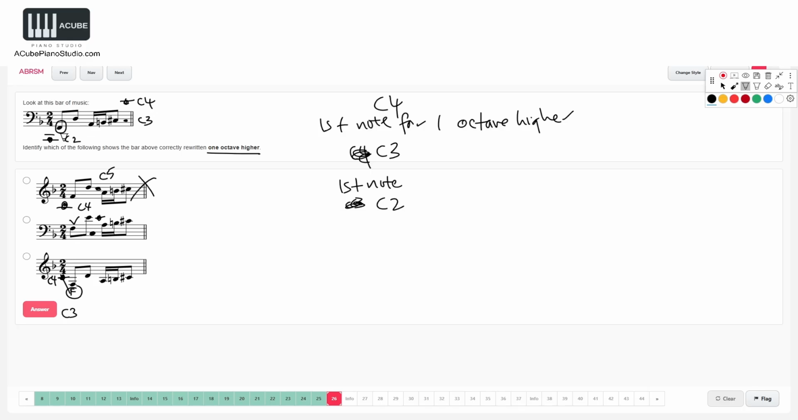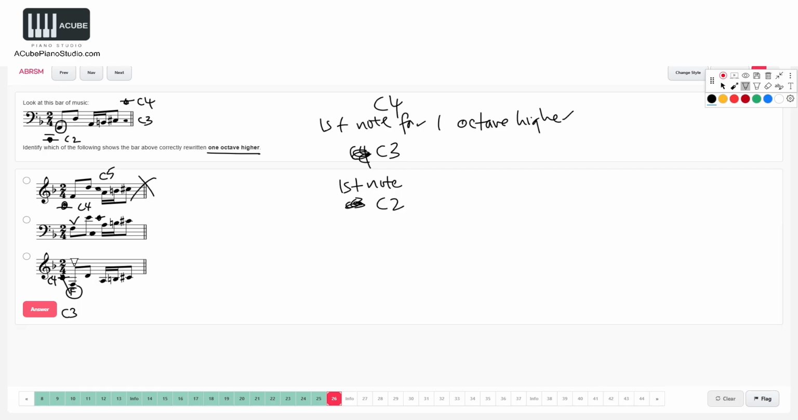So let's take a look at this. What is this note here? So this is the F, right? That is in between C2 and C3. So I need to write it one octave higher. So I need the F that is in between C3 and C4. So where's the F in between C3 and C4? It is here. Where's the F in between C3 and C4? It is here. So the first note for both of them are correct.